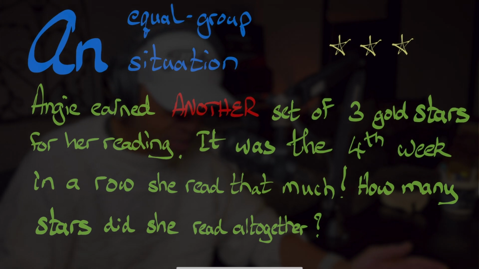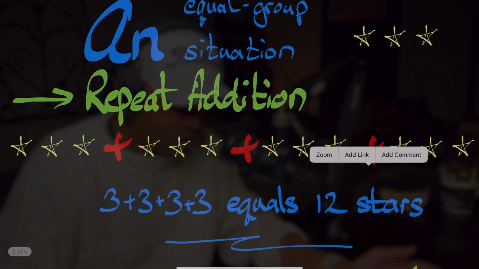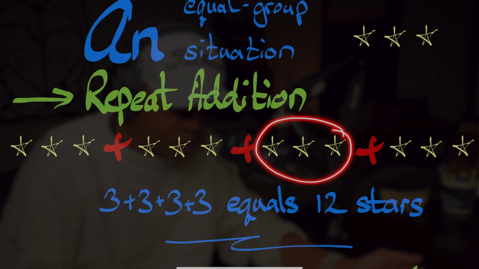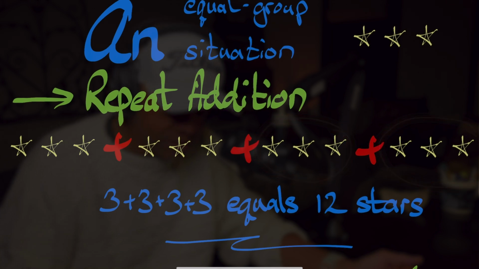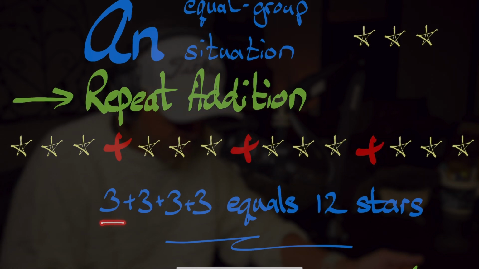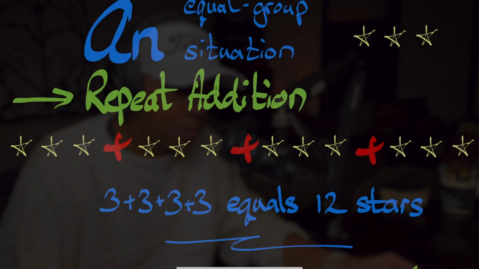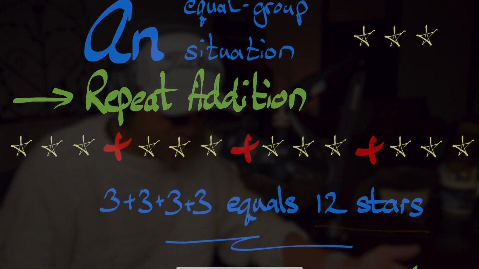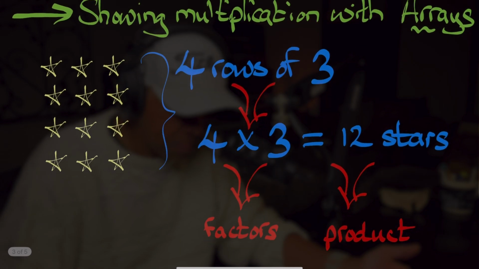We could use repeat addition to answer that question by looking at 3 stars for each of the 4 weeks that she read. 3 plus 3 plus 3 plus 3 equals 12 stars. So the question that was asked was how many stars altogether, and we've used repeat addition to find 12 stars.